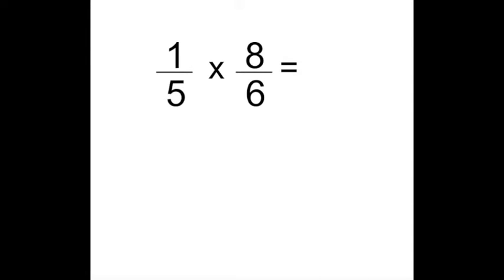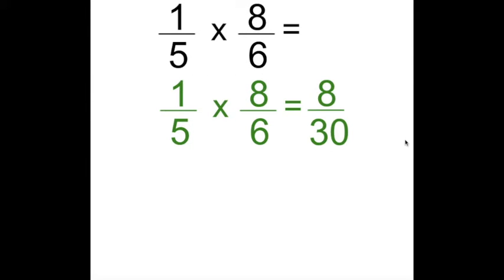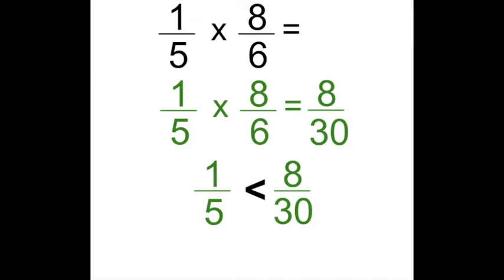Here I have a fraction times an improper fraction. Remember, these represent values greater than 1. So you're multiplying a fraction times something bigger than 1. When you multiply across, I get 8/30. So you're thinking, is this value greater than or less than what I started with, 1/5? Well, if I compare these fractions, 1/5 is actually less than 8/30. That means when you multiply a fraction times an improper fraction, your product is getting larger.